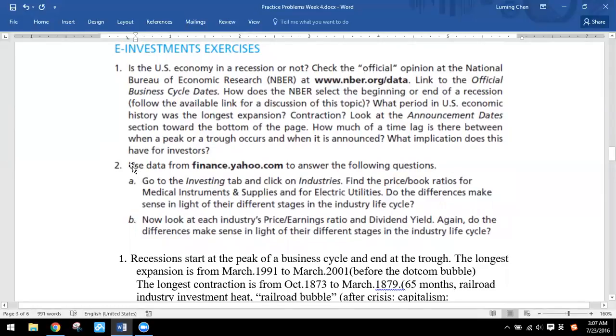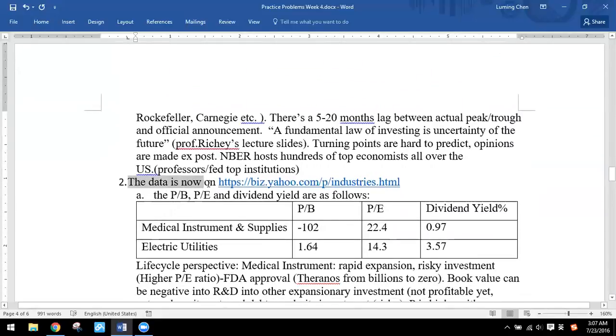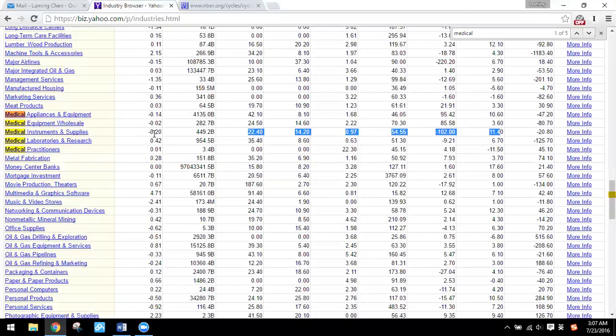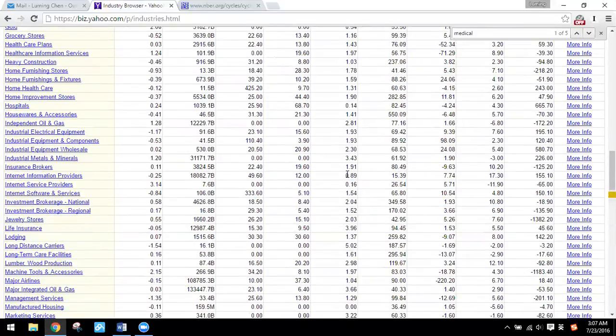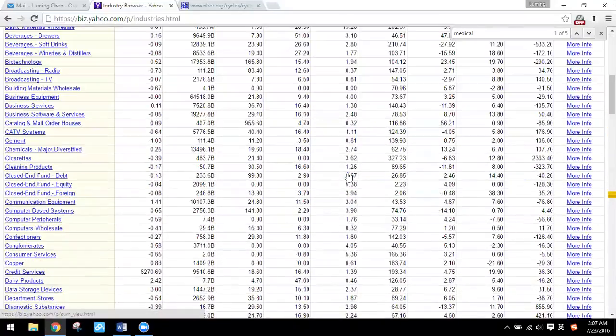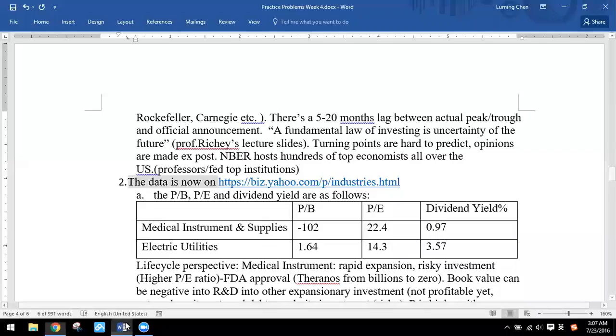Number 2, use data from finance.yahoo.com to answer the following questions. Actually, the data is not at finance.yahoo.com anymore. The data is now moved to business.yahoo.com, which is like this. And we can see the medical instruments and supplies, PE ratio. This is the dividend yield, and this is the PB ratio.